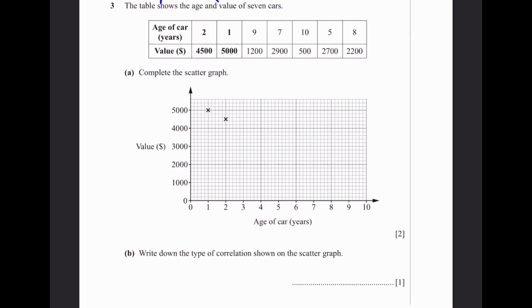Question 3. The table shows the age and value of 7 cars. A. Complete the scatter graph, with the value on the vertical axis and the age of car in years on the horizontal axis. So let's see. We've already got the 1 and 2 age of cars. So now we can go to the third car, which is 9 years old, and its value is 1200. So 9 years, and its value is 1200, which is right there.